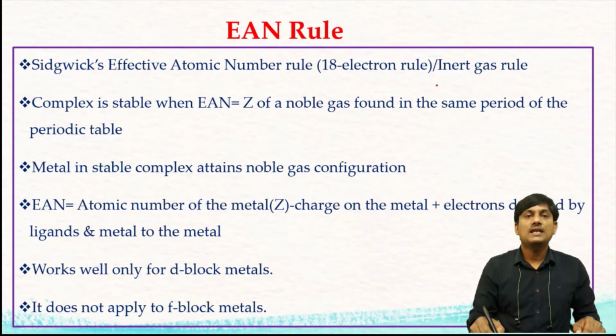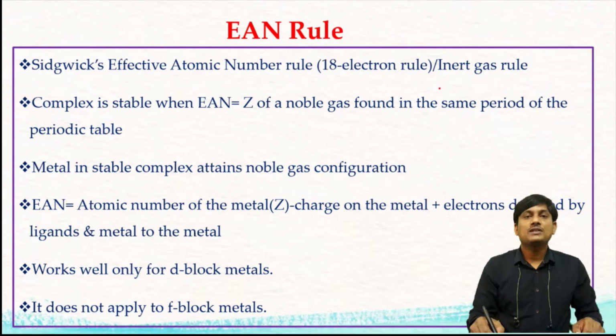In this video, I will explain the effective atomic number rule, which was proposed by Sidgwick. It is also named the 18 electron rule and the inert gas rule. We know that inert gas elements are highly stable in the periodic table due to having completely filled outermost orbits. Similarly, in metal complexes, if the metal attains a number of electrons equal to the number of electrons in inert gas elements, then the metal complex will be stable.